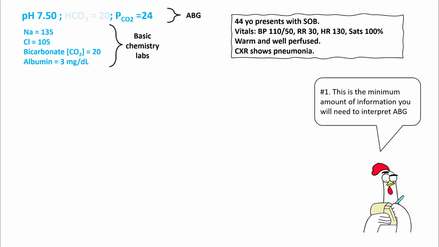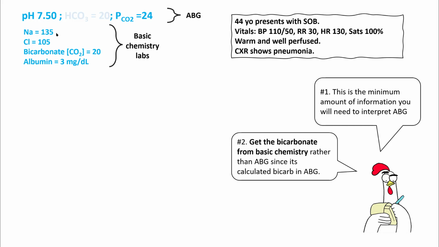These are your labs. The most important thing in interpreting ABG is that this is the minimum amount of information that you would need to interpret any ABG. That's your pH, PaCO2, bicarb, sodium, chloride, and albumin levels. If you have a very recent bicarb level from your basic chemistry, use that. This is because the bicarb level in your ABG is a calculated bicarb and not the measured one.